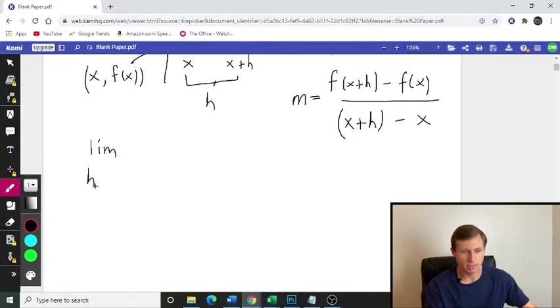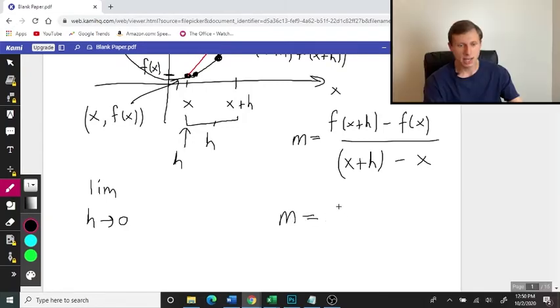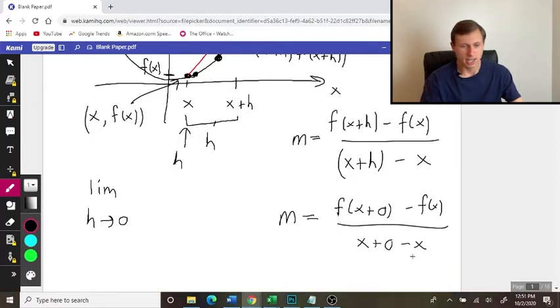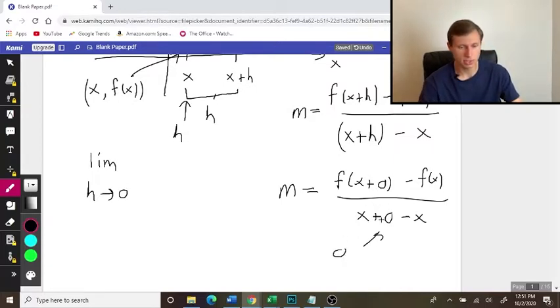We want to find the limit as h approaches 0. If we were to actually plug in h equals 0, what we would get for the slope is m is equal to f of x plus 0, which is just f of x, minus f of x, divided by x plus 0 minus x. And you can kind of see what goes on here. You're going to get 0 in the denominator, and actually 0 in the numerator too. But what's more important is that 0 in the denominator, we can't do it. That's why we can't choose the value h equals 0 when we actually plug in the point.